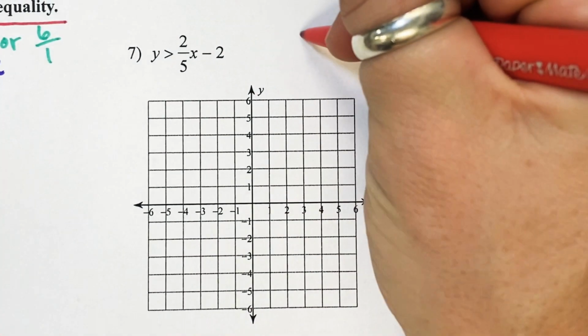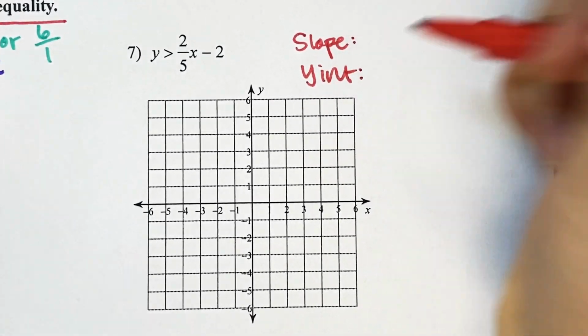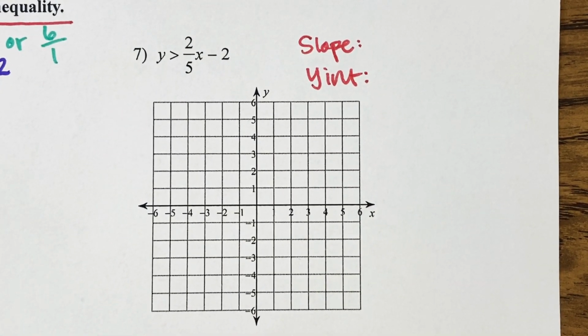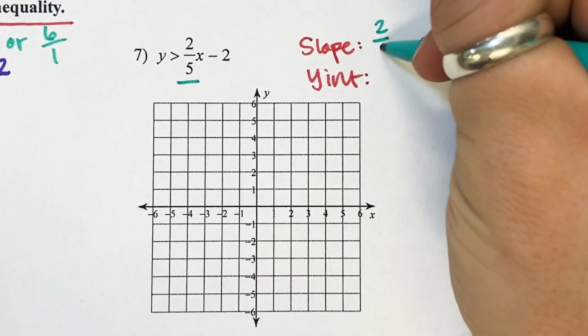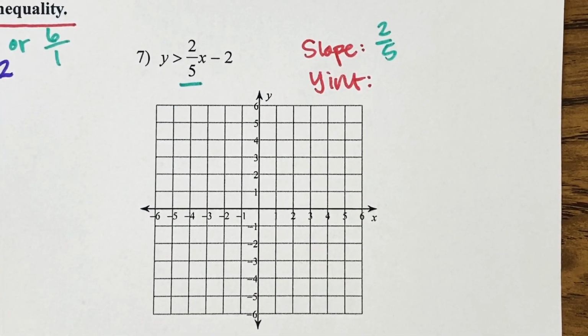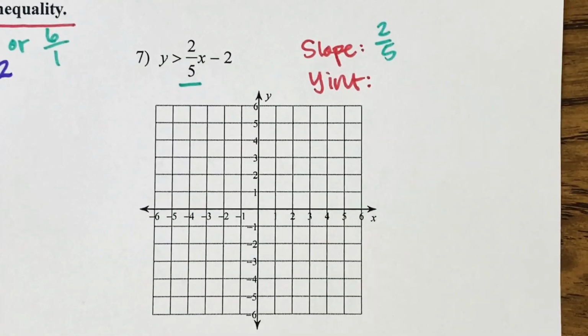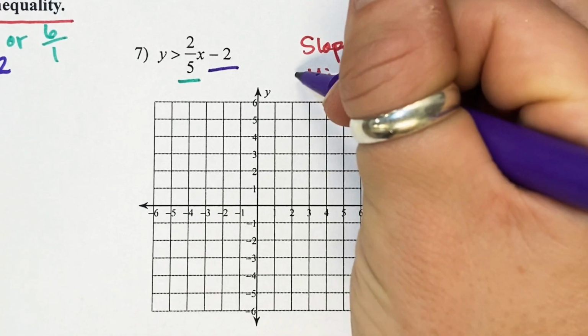Okay, so same exact way we're going to start. What is our slope? And what is our y-intercept? So what is my slope? What is right in front of that x? It's going to be that 2 over 5, which is great because it's already in rise over run. Okay, what is my y-intercept? It's going to be that negative 2. Okay, that's my starting point.